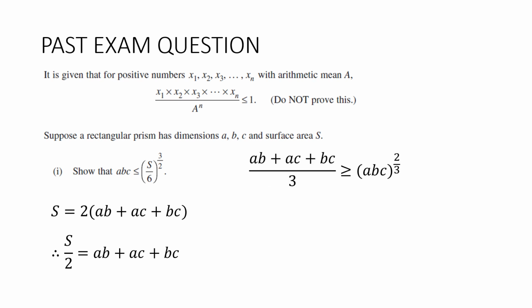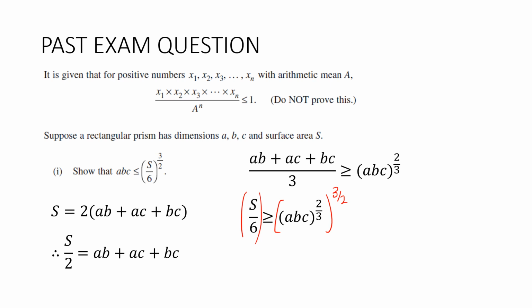Now we're close, aren't we? Because AB plus AC plus BC is equal to S on 2. And so S on 6 is greater than or equal to ABC all to the power of 2/3. And now to get to here, all we need to do is raise both sides to the power of 3/2. And that will give us the answer.